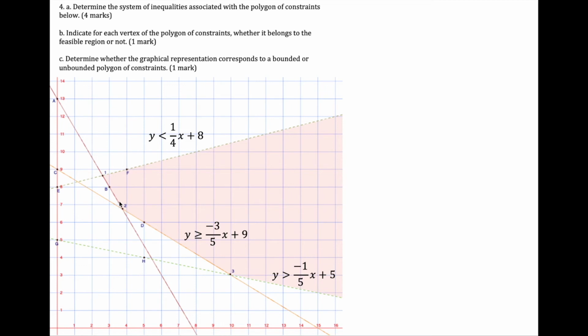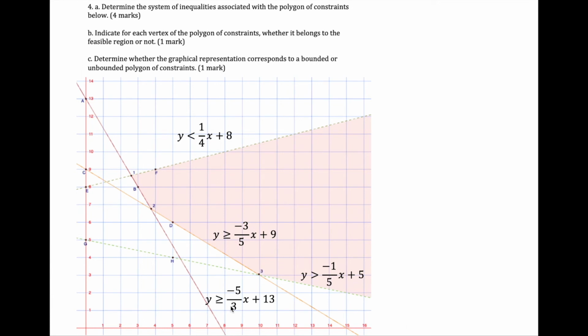It is a solid line. We are shading above that line. Y is greater than or equal to, the delta y is negative 5, the delta x is 3, x plus 13. Because it's solid, it has the equal to, but because we're shading above, it's greater than. Y is greater than or equal to negative 5/3 x plus 13.